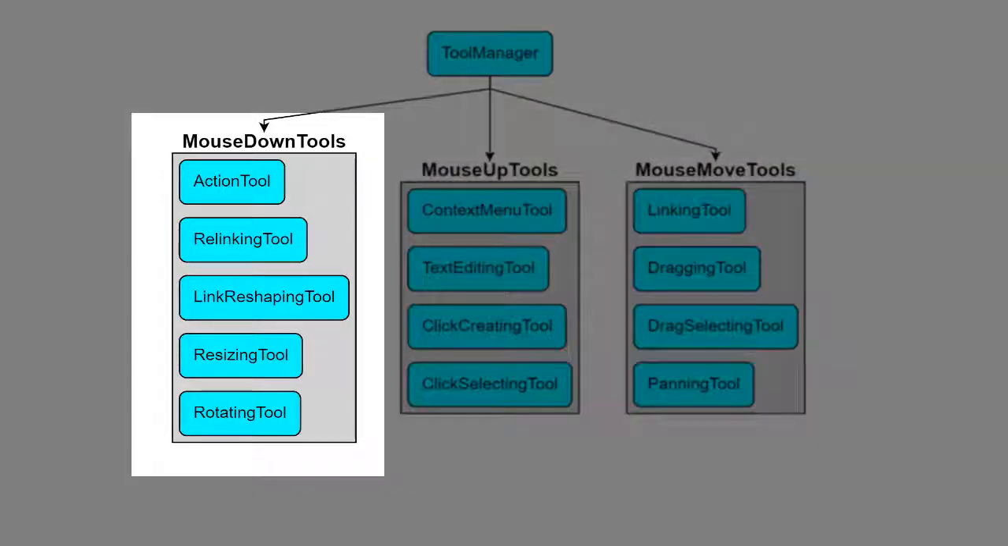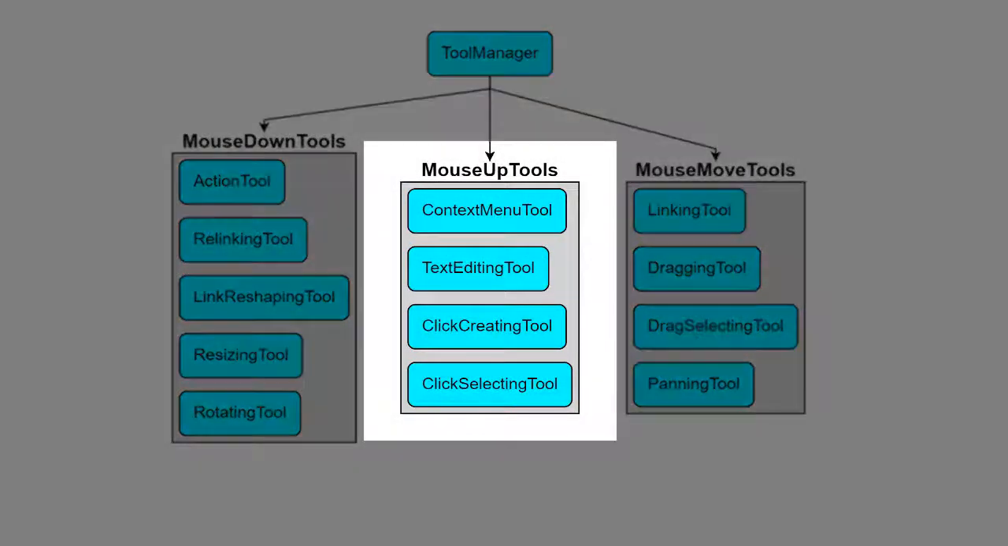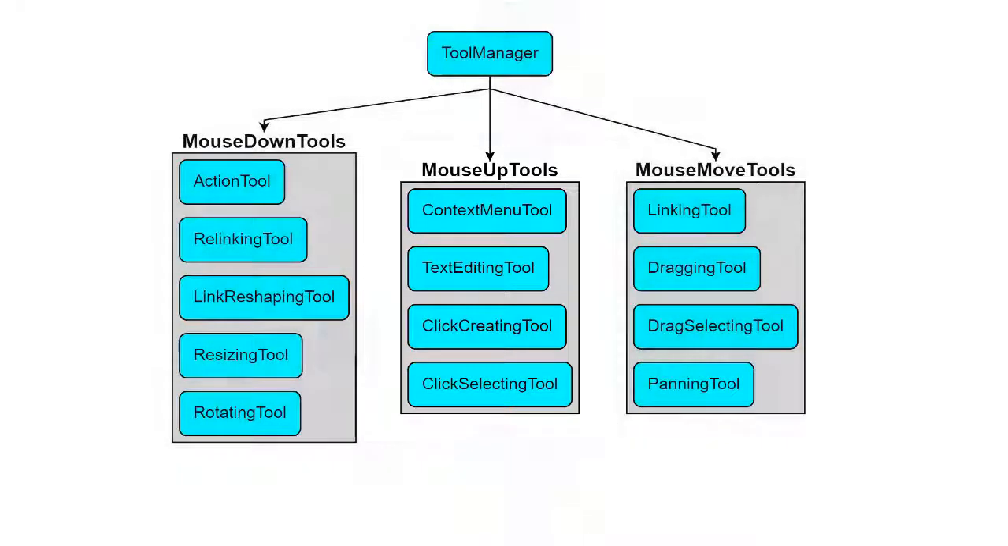ToolManager.mouseDownTools stores a list of all tools that might fire when a mouse down input event is triggered. ToolManager.mouseMoveTools stores a list of all tools that might fire when a mouse move input event is triggered. And ToolManager.mouseUpTools stores a list of tools that might fire when a mouse up input event is triggered.